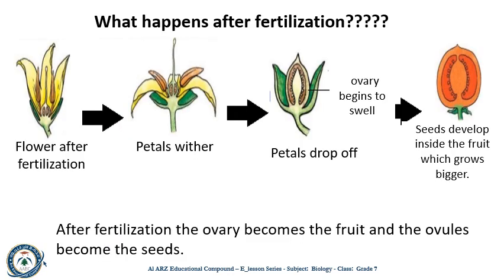What happens after fertilization? After fertilization, the petals, which are the colored leaves of a flower, wither. Then they drop off. After that, the ovary begins to swell. Finally, the seeds develop inside the fruit, which grows bigger. Note that the ovary becomes the fruit and the ovules become the seeds.